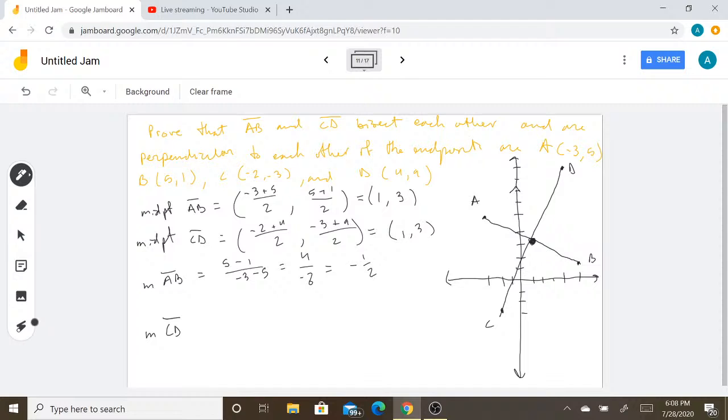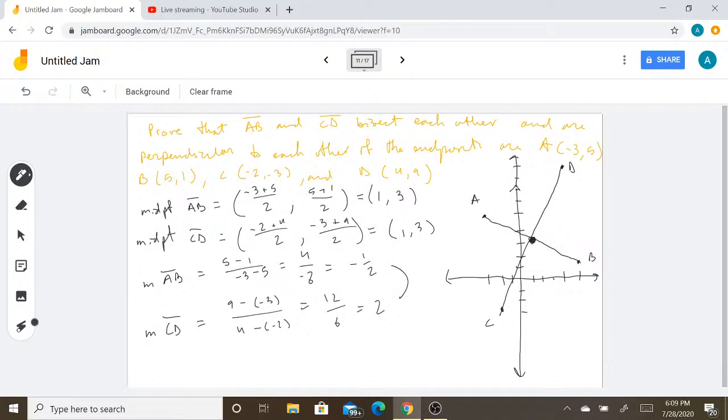For the slope of segment CD, the change in y over the change in x gives us 12/6 or 2. And these two slopes are opposite reciprocals of each other. So because we found this out, we can say that these segments are also perpendicular. So what we did up here, these first two lines, we proved that they're bisectors of each other, and the bottom two lines we proved that they are perpendicular to each other.